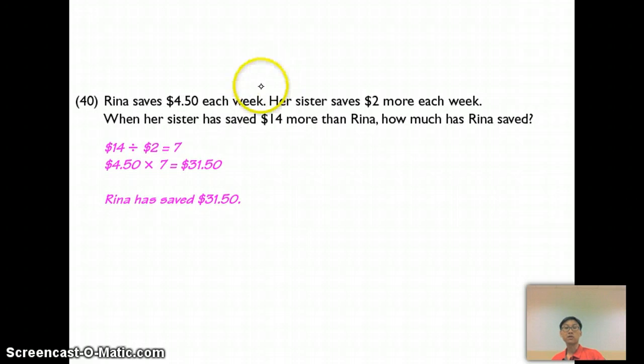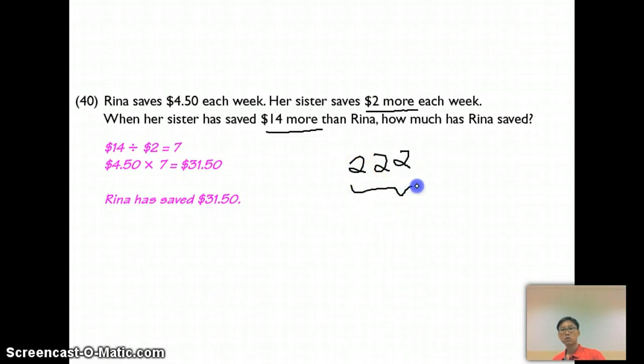Last question, question 40. Now this person saves $4.50 each week. Her sister saves $2 more each week. So take note, she saved $2 more each week. Now when her sister saved $14 more, how much has Rena saved? So first let's concentrate on this, $14 more. If every week she saves $2 more, that means week 1 she saved $2 more, week 2 saved $2 more, week 3 saved $2 more. How many weeks will it take for her to save 14?